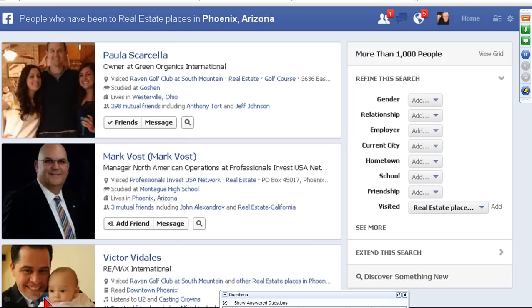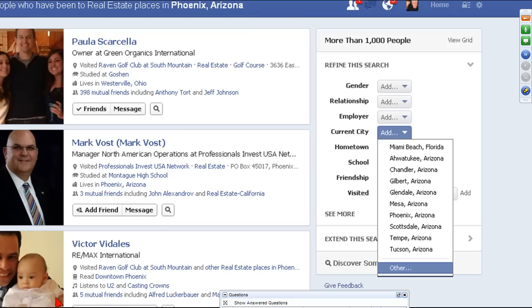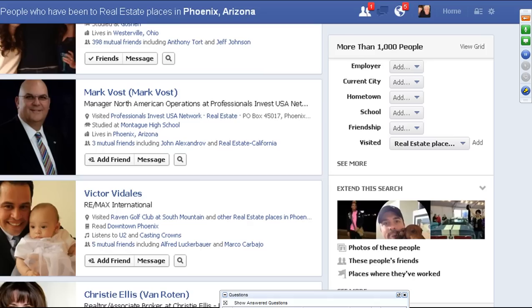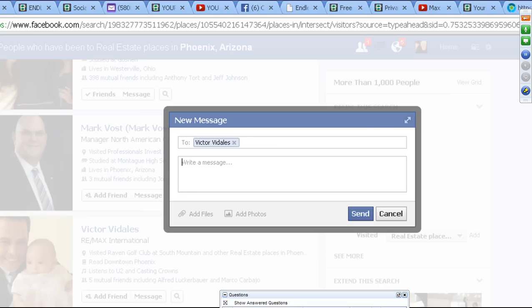Because you can search for people by keyword and then filter your searches down further by gender, by relationship, by location. You can even do it by age. And then it's a simple matter of reaching out to people that you want to know and sending them a message.